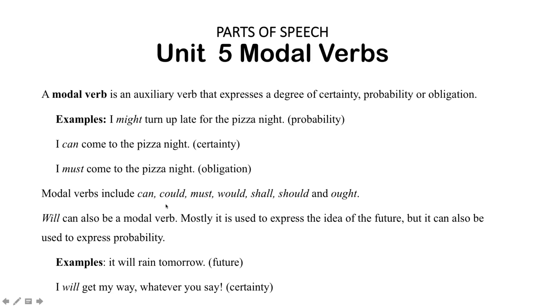Instead of skipping too far ahead, modal verbs can include can, could, must, would, shall, should, and ought. Will can also be a modal verb. Mostly it is used to express the idea of the future, but it can also be used to express probability. We can see that in this example here. "It will rain tomorrow." So that's telling us about the future.